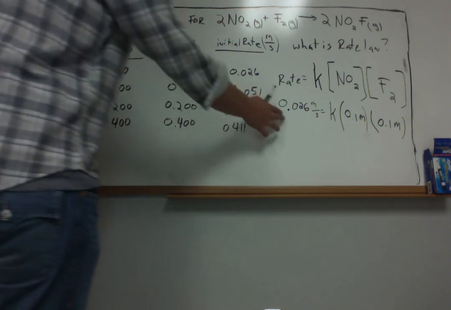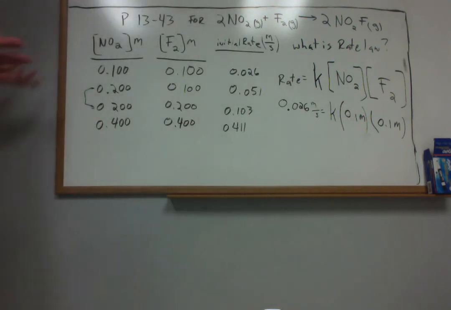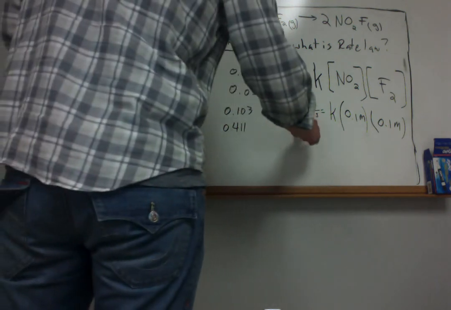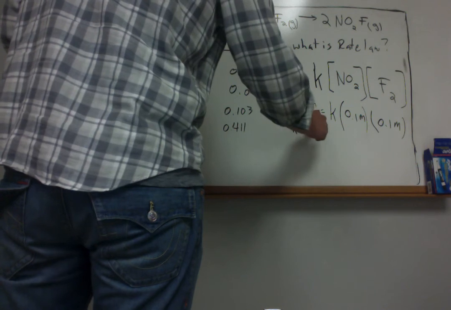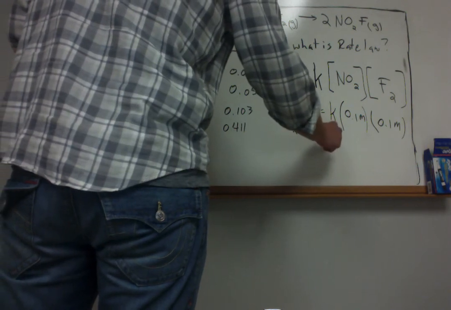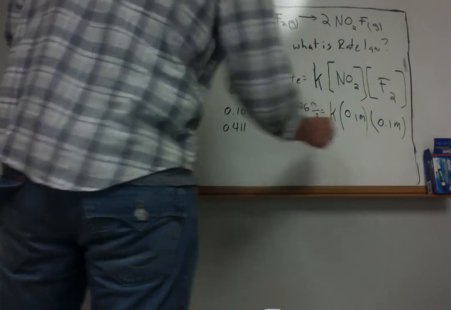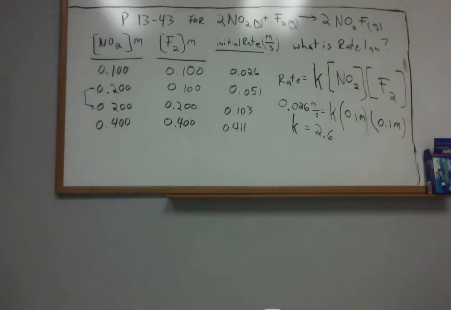Okay, so this is now a valid equation that I can, of course, rearrange and solve. If I do that, the number that I get on my calculator is 2.6, okay?